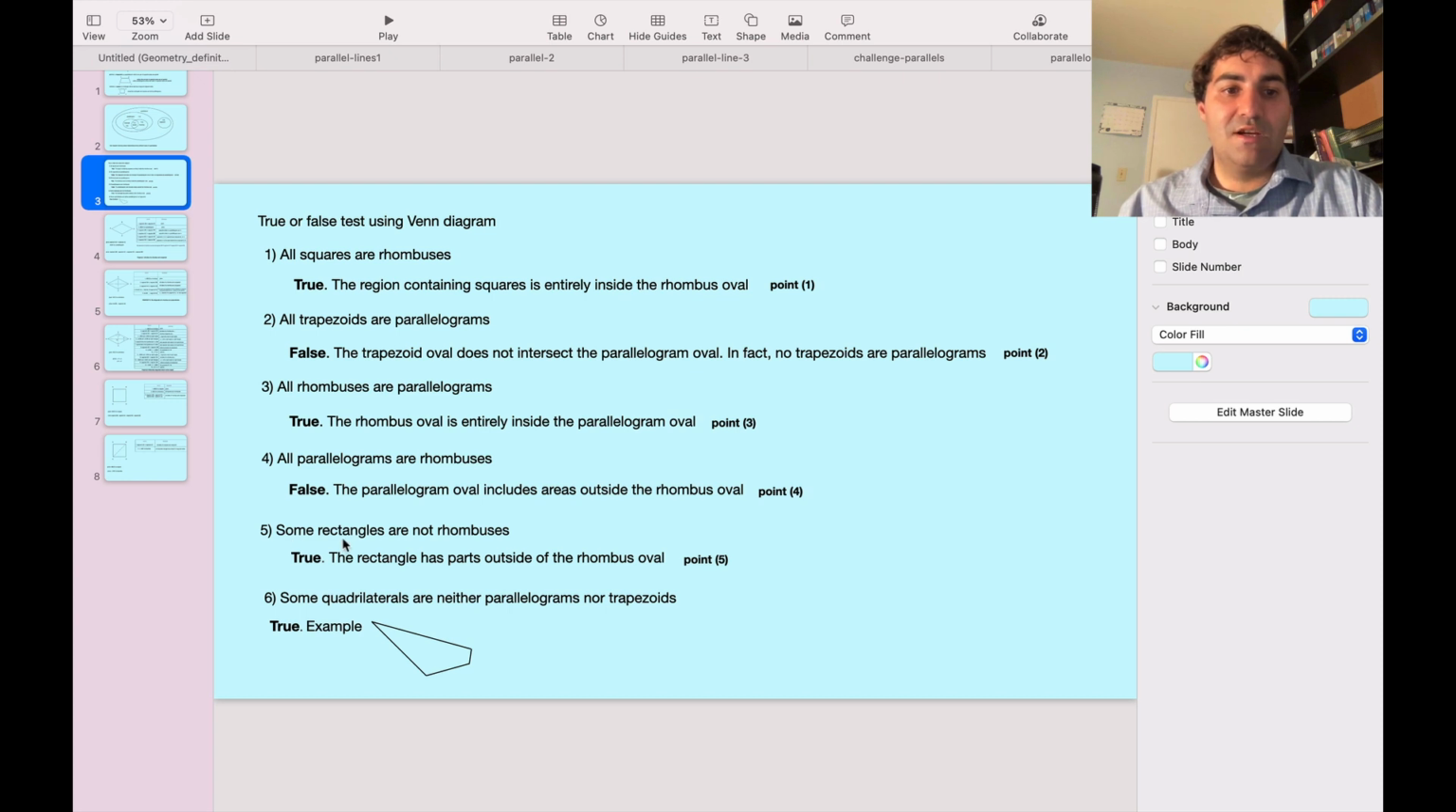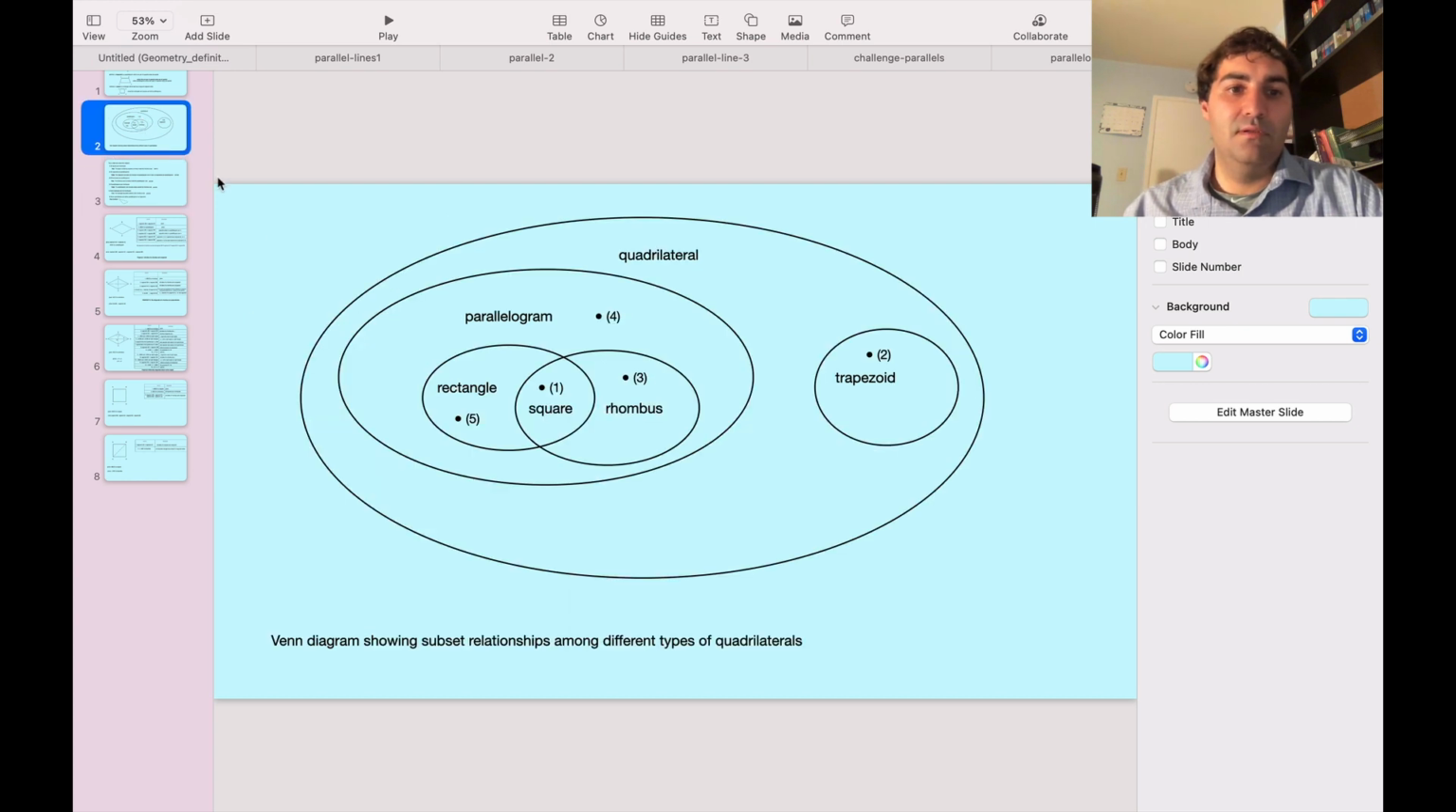The statement, some rectangles are not rhombuses, is true. The rectangle has parts outside of the rhombus oval. If you look at point 5, this is a rectangle that's not a rhombus. So some rectangles are not rhombuses, but some rectangles are rhombuses. For example, a square is a type of rectangle that is a rhombus.